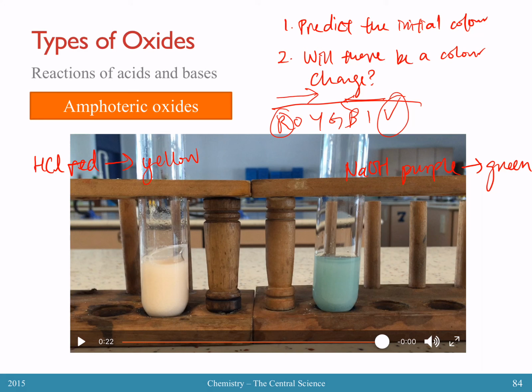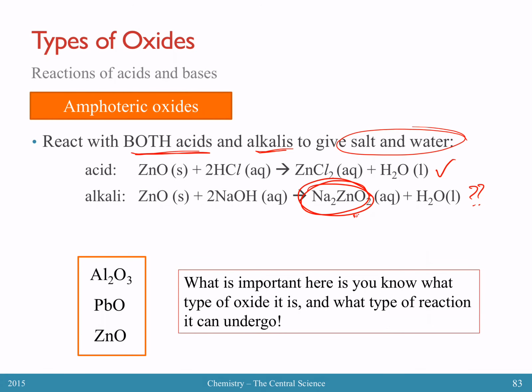So in different media, zinc oxide behaves differently. Zinc oxide will neutralize both an acid as well as an alkali, bringing it closer to the neutral point. So you just need to memorize that these three will react with both acids and alkalis.